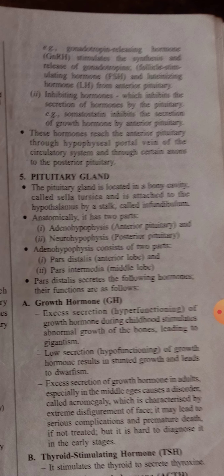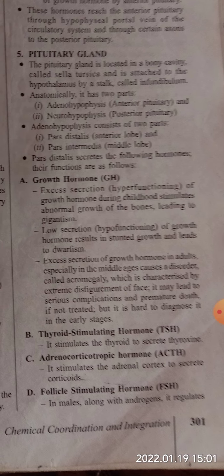Next, thyroid stimulating hormone. Thyroid stimulating hormone, considered as TSH, stimulates the thyroid to secrete thyroxine. Thyroxine, you already studied its function, hyperfunctioning and low functioning, and due to deficiency of iodine, the growth of the thyroid gland. Next head here, adrenocorticotropic hormone, ACTH, which stimulates the adrenal cortex to secrete the corticoid hormones.